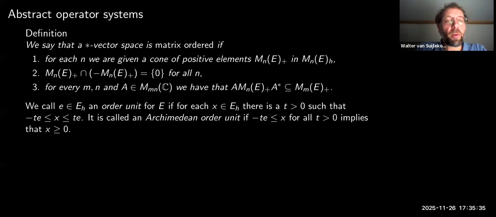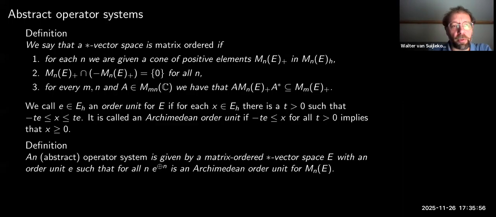And so that's like with C-star algebras. So you can always do that. And in fact, you can derive a norm from this by taking the smallest of such T. And then there's this notion of Archimedean order unit. If you can bound it from the left, say by minus TE, then it's actually positive. And again, that's something that you assume, and you assume it to hold for all these amplifications. So that's the definition of an abstract operator system.